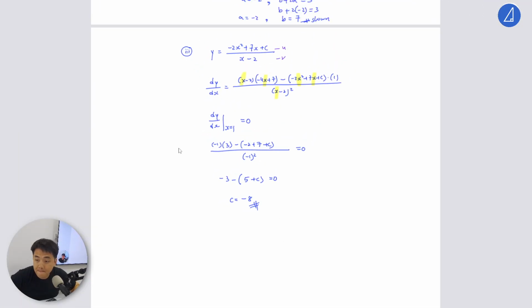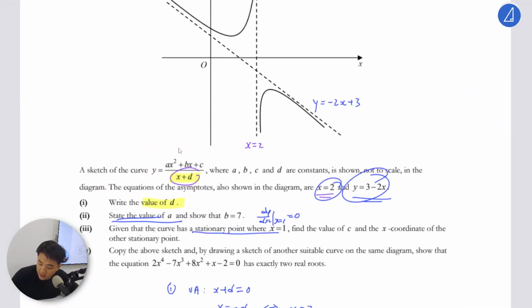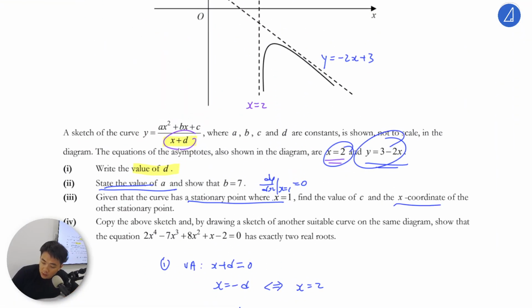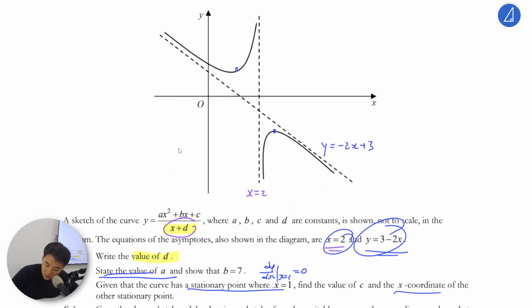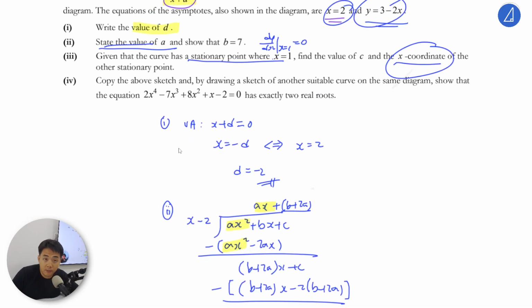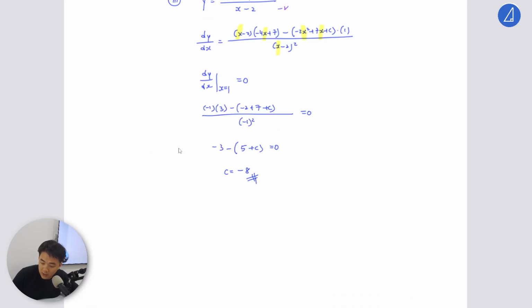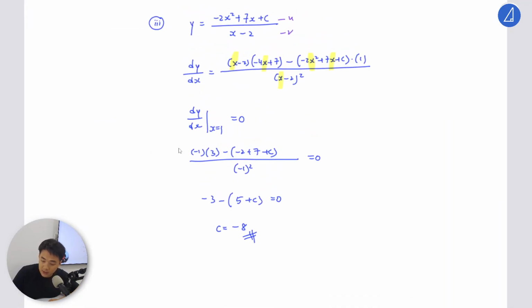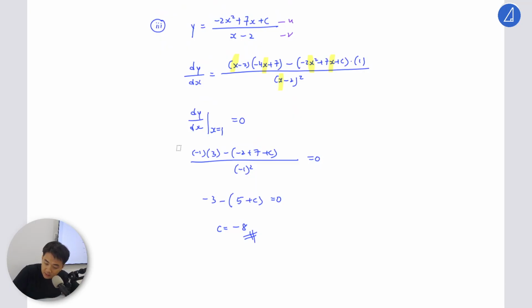Great. And now we're asked to find the other x coordinate. I'm not sure if this is 1, but if this is 1, then we need to find the other x coordinate of the stationary point, because there are two stationary points here. So just substitute all the values into dy/dx here. So I'm going to substitute the C in.